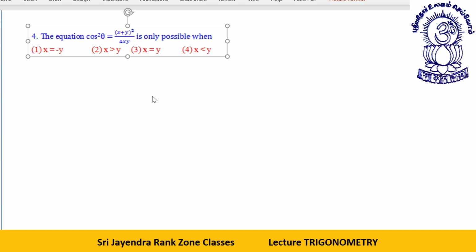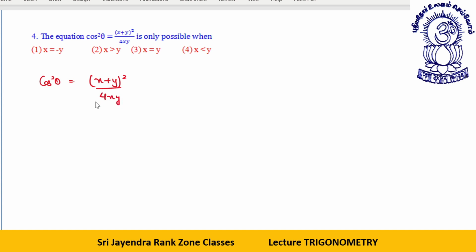Next one. Again a good one. Cos square theta is equal to (x plus y) square upon 4xy. Dear students, how will we approach this question?